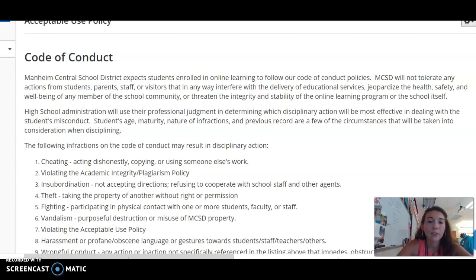High school administration will use their professional judgment in determining which disciplinary action will be most effective in dealing with the student's misconduct. Students' age, maturity, nature of infractions, and previous record are a few of the circumstances that will be taken into consideration when disciplining.